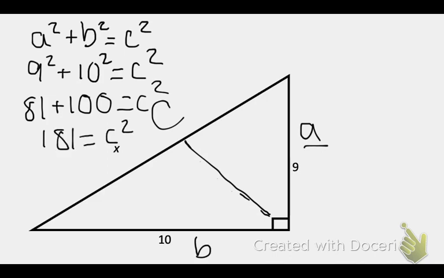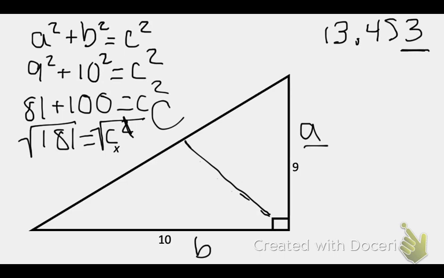Okay, if you notice, c is still not by itself because it has the squared. So I need to do the opposite, which is the square root. The opposite of squared is square root. They cancel each other out. So I'm going to take the square root of both sides. That's going to cancel out the squared and the square root. And then the square root of 181 is, I'm going to write it up here so you can see, 13.453. We're going to round to the nearest hundredth.